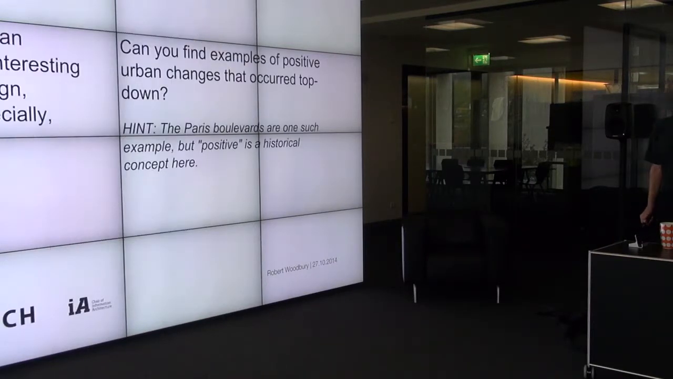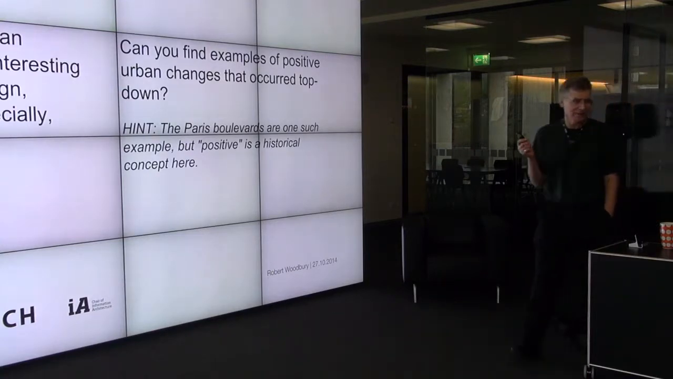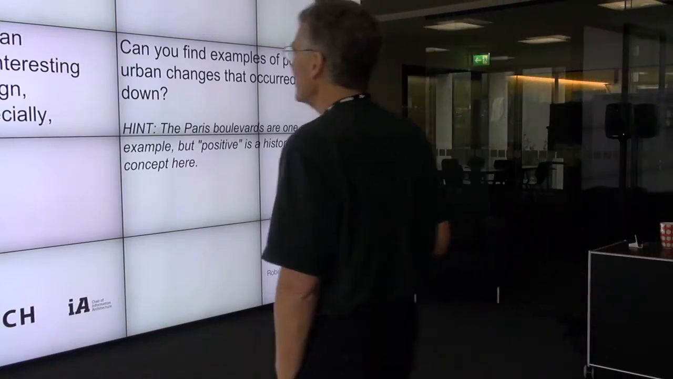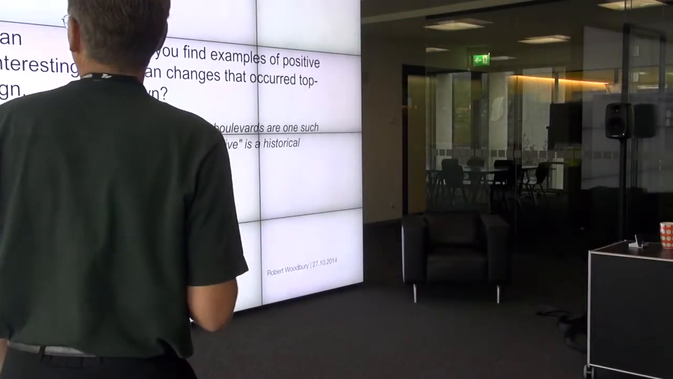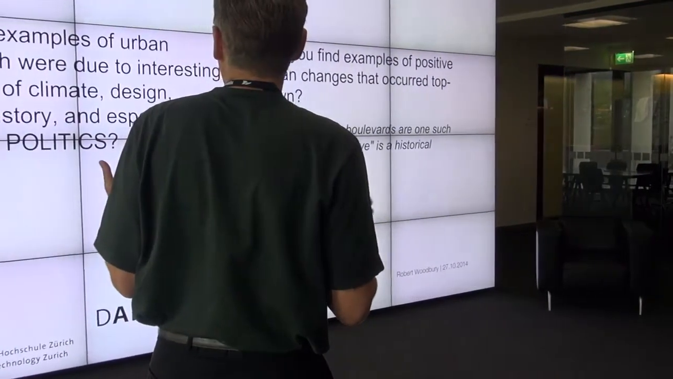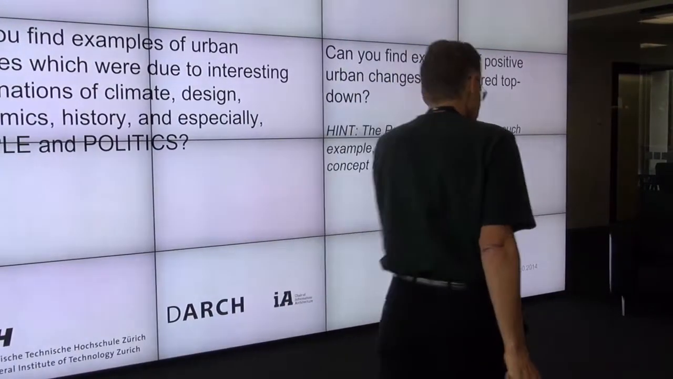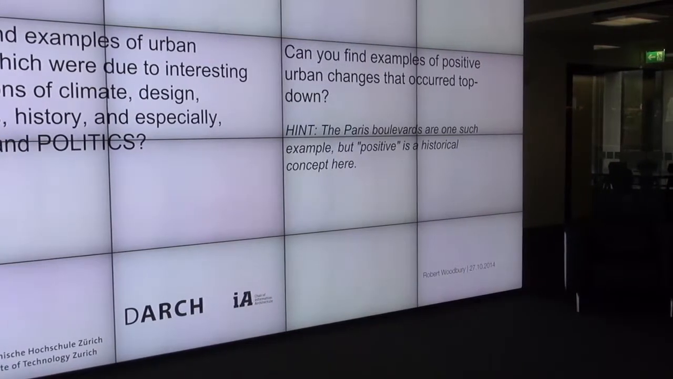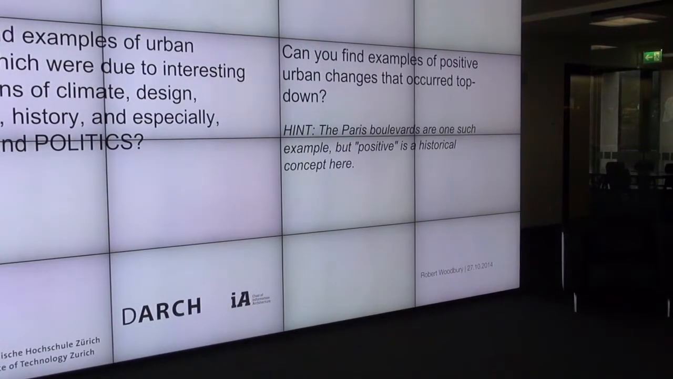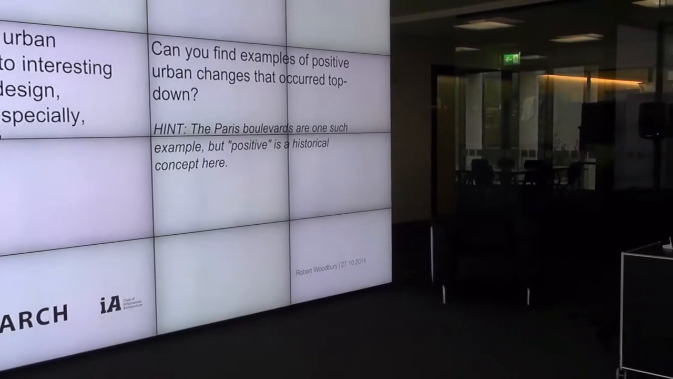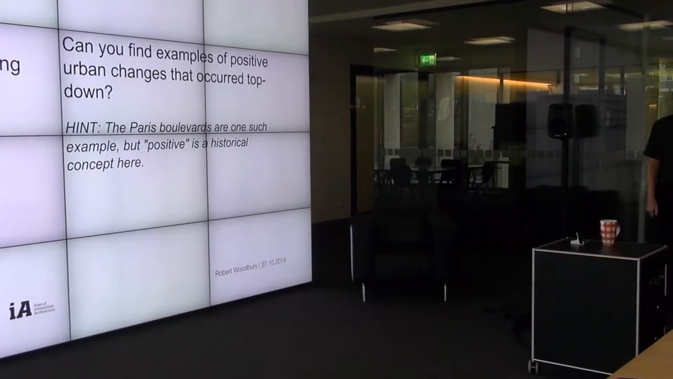Okay, so in the talk today, I'm going to leave you with some questions. Can you find examples of urban changes which were interesting combinations of climate, design, economics, history, but especially people and politics? I'll bet you in your own personal experience have some of these. And on the other hand, can you find examples of positive urban changes that occurred top-down? They do happen.